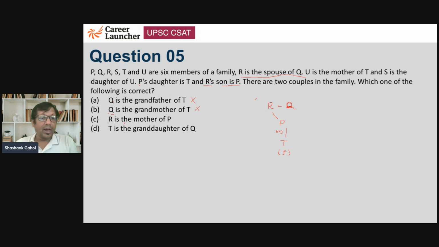R is the mother of P. Again, I don't know the gender of P, Q or R, so not possible. T is the granddaughter of Q. Yes, because I know the gender of T. T is a female, and T's father is P, and P's parents are R and Q. So Q and R both are going to be grandparents of T, and T is granddaughter of Q. So the answer of this question is directly going to be option D.